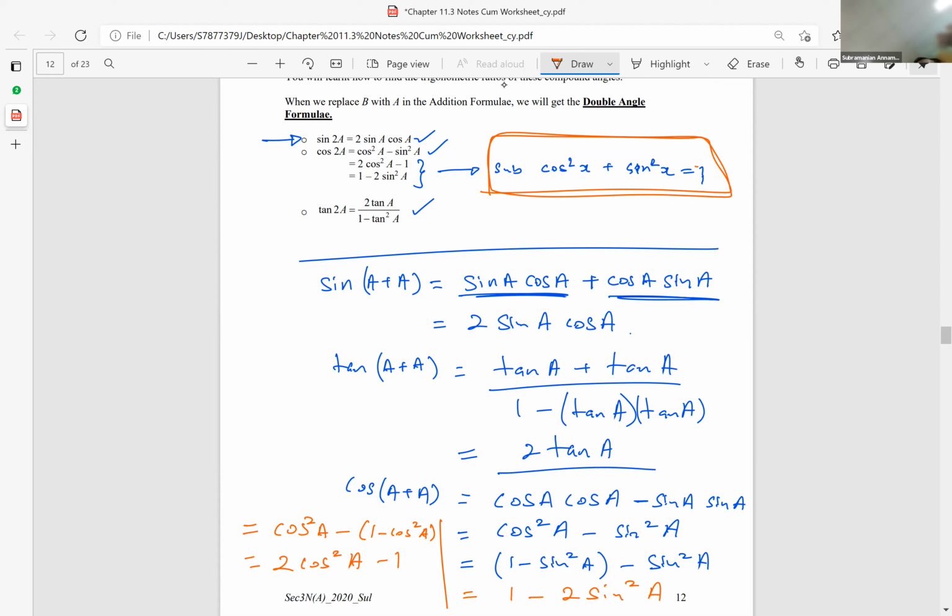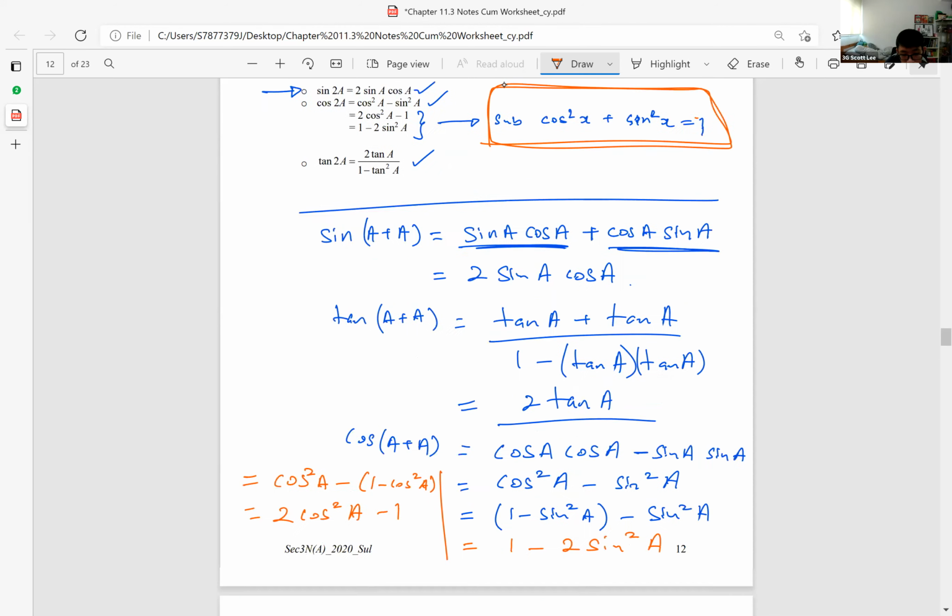What we are practically doing over here is replacing B with A. So you don't see any B here, right? Everything is being replaced with A. So this simplifies things, and we use these simplified versions. You okay, guys? Okay, let's move on.